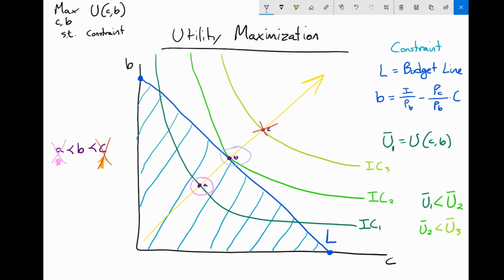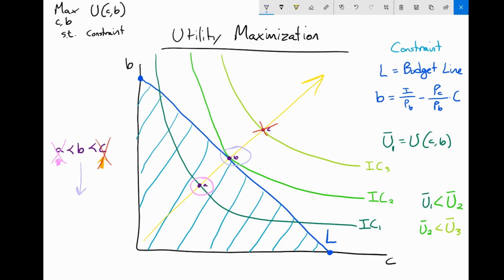Bundle B is within the opportunity set. In fact, it is right on the budget line. And it intersects with the indifference curve that is as far away from the origin as possible without exceeding the budget. So basically, they would choose bundle B. Bundle B would be the optimal bundle.